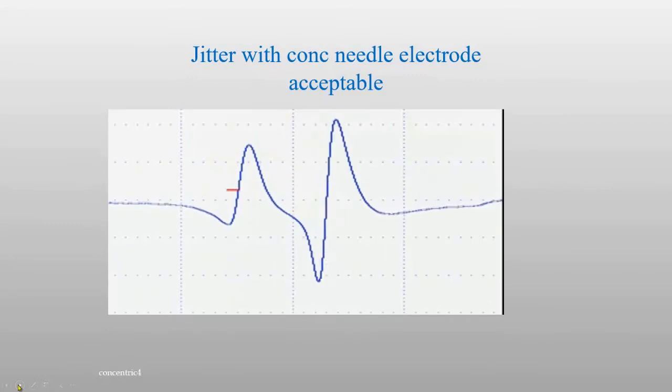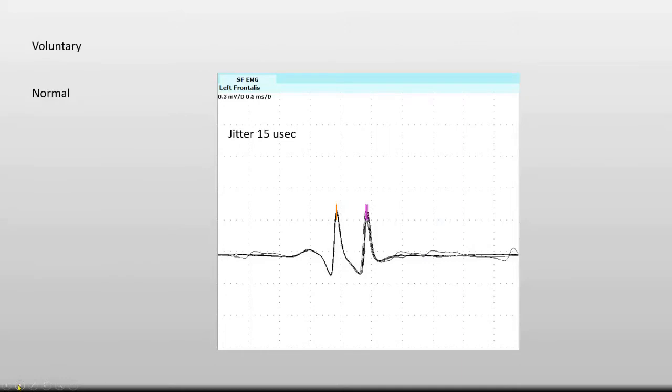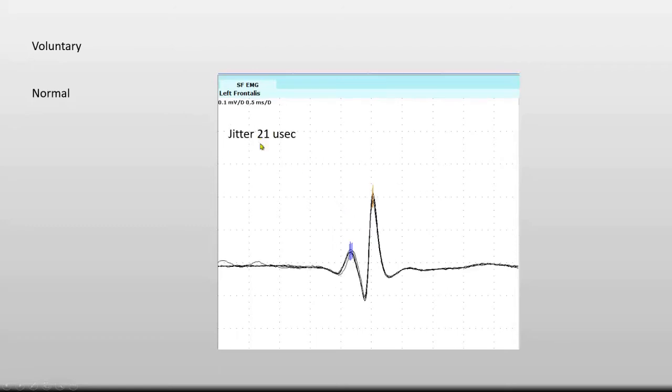Here I will show you a few examples of recordings. In this case we trigger on the first and we see the jitter displayed on the second one with parallel rising lines. The jitter is 15 microseconds.